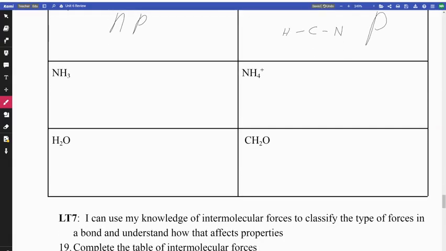All right, NH3, that is trigonal pyramidal. So trigonal pyramidal, if it has polar bonds, is going to be polar because it does have lone pairs on the central atom, and the bond poles will not cancel each other out. NH4, on the other hand, is tetrahedral, so that is nonpolar.